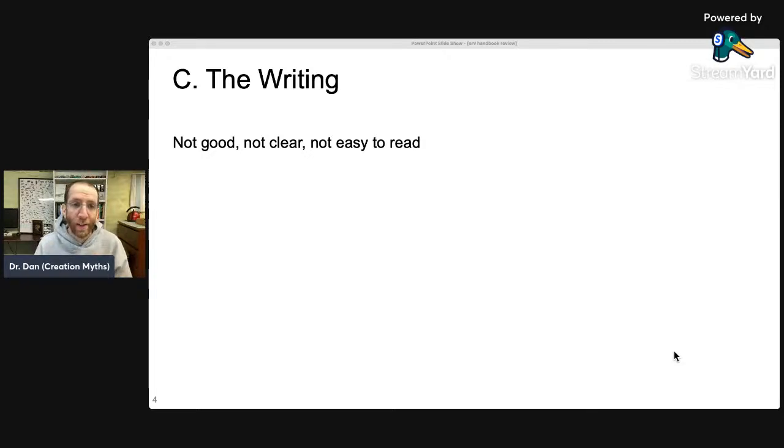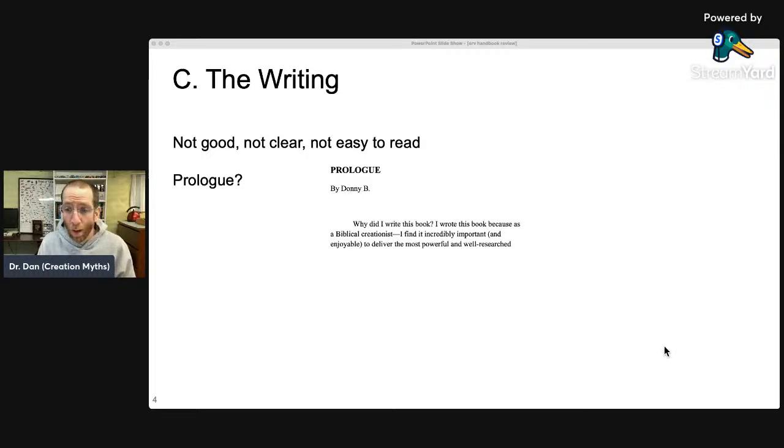But the writing itself is not clear. It's kind of disjointed. For the length, it takes longer than it should. It's not an easy thing to muddle through. Putting that aside, there are some other things I'd like to point out about the writing and the structure of this book. First, it starts with a prologue.